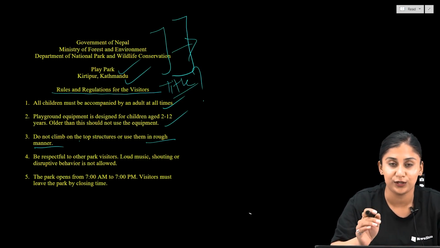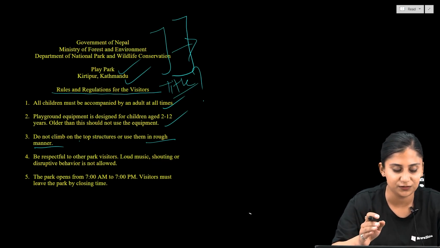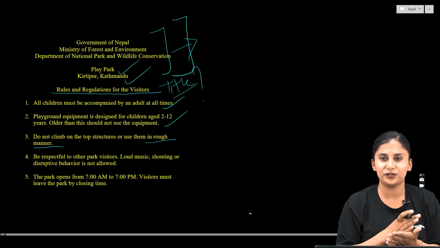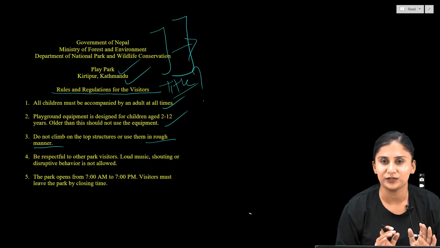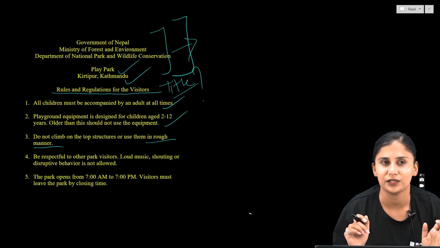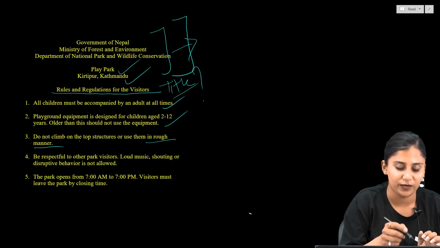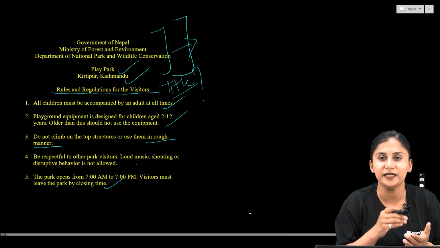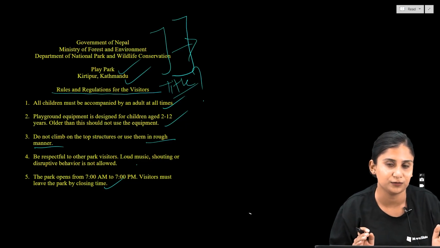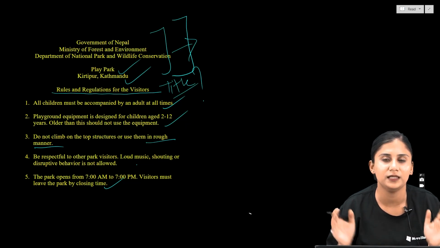So next thing, last, is the park opens from 7 a.m. to 7 p.m. and the visitors must leave the park by the closing time. So we should also be including the opening time of the park, so that people must be aware of when the park opens and when the park closes. So by this rule we are also passing the idea that after 7 p.m. in the evening they are not supposed to stay in the park. The park is supposed to be closed by the late evening.